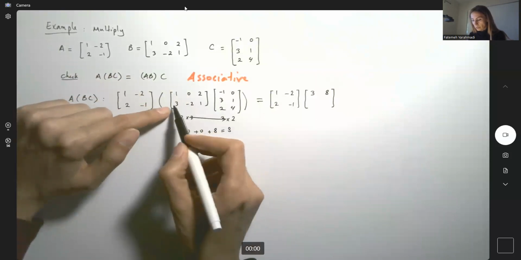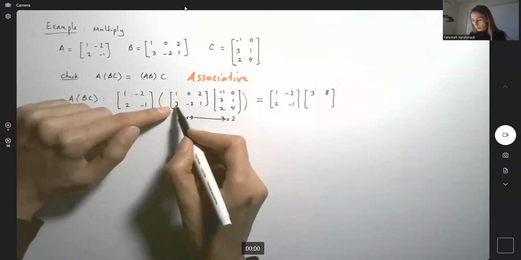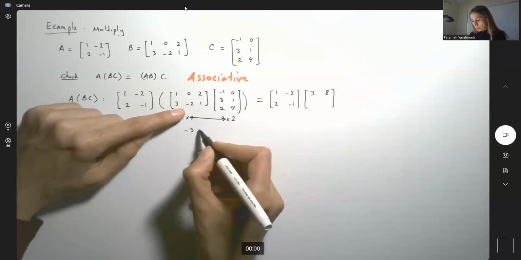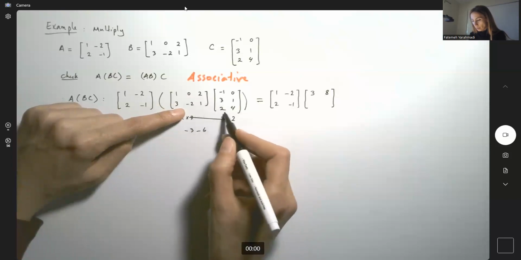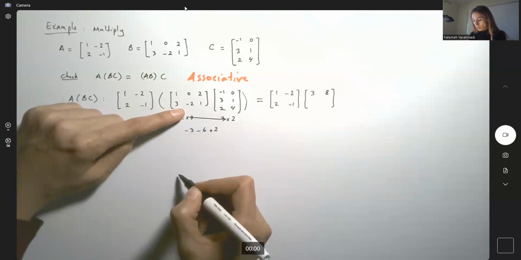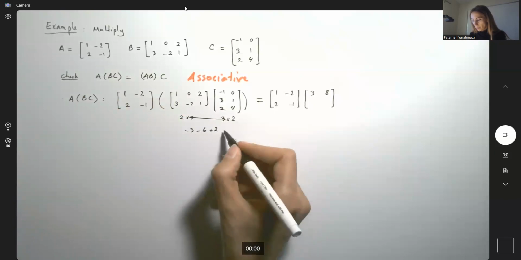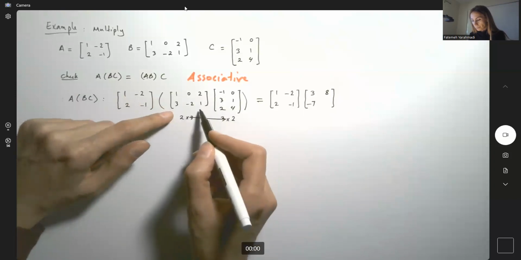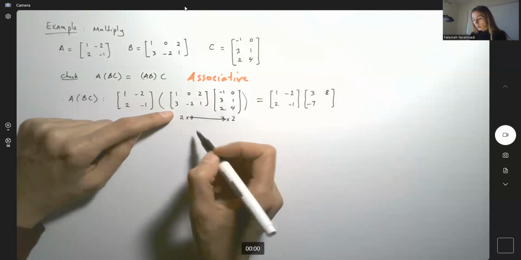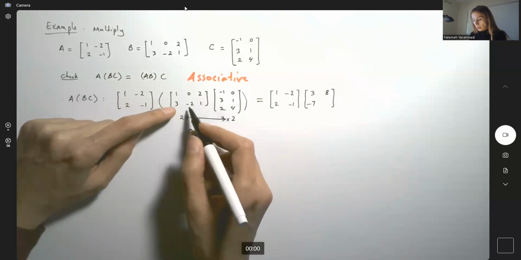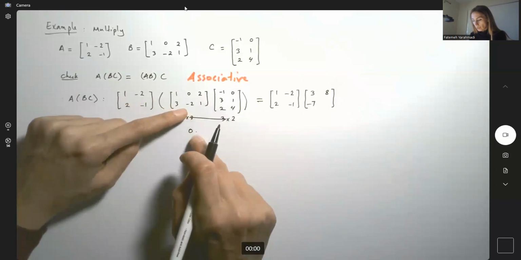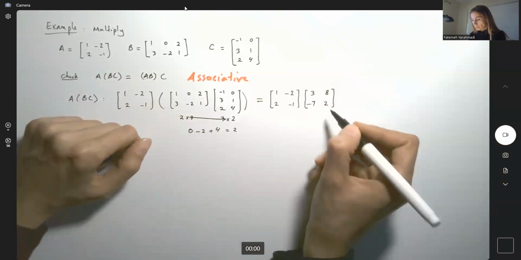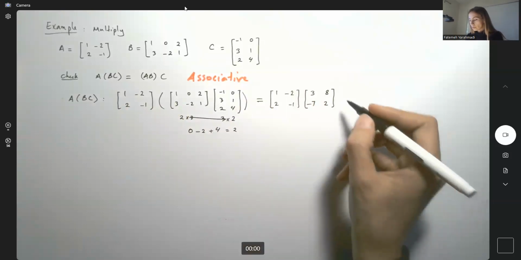Let's move on to the second row. Here we have the product of 3 and negative 1, negative 3, plus 2 times negative 2, negative 6, and 1 times 2, which is 2. So here you have negative 9 plus 2, which is negative 7. Okay, perfect. Now let's move on to the last row and the last column. 3 times 0 is 0, and negative 2 times 1, negative 2, and 1 times 4, which is 4, which is 2.